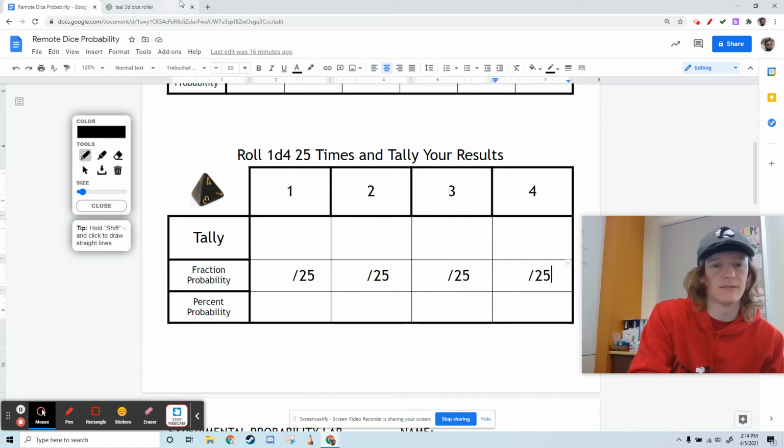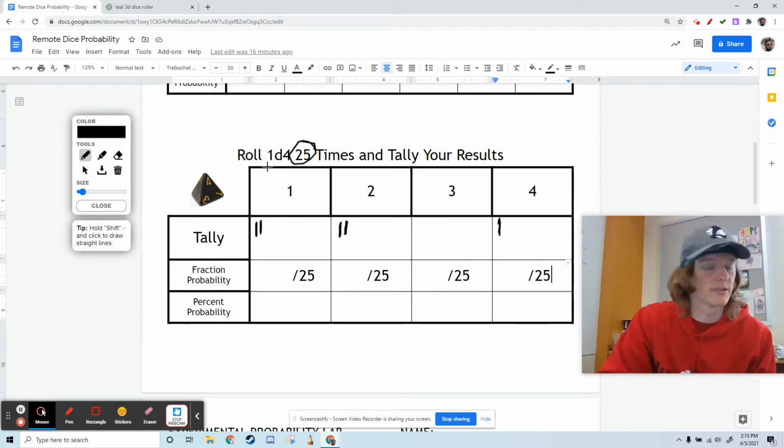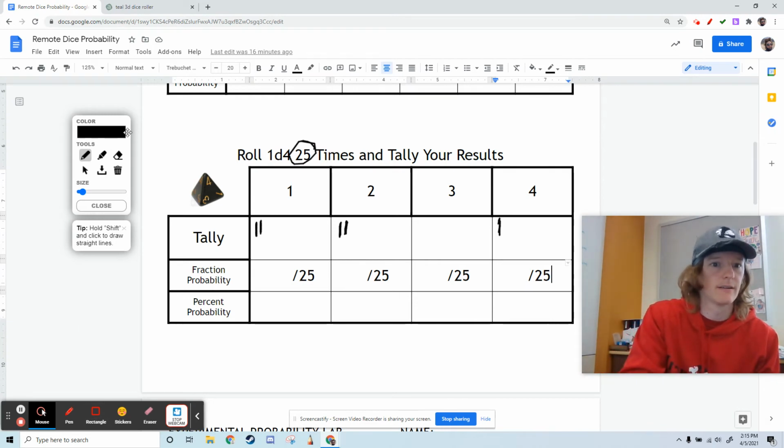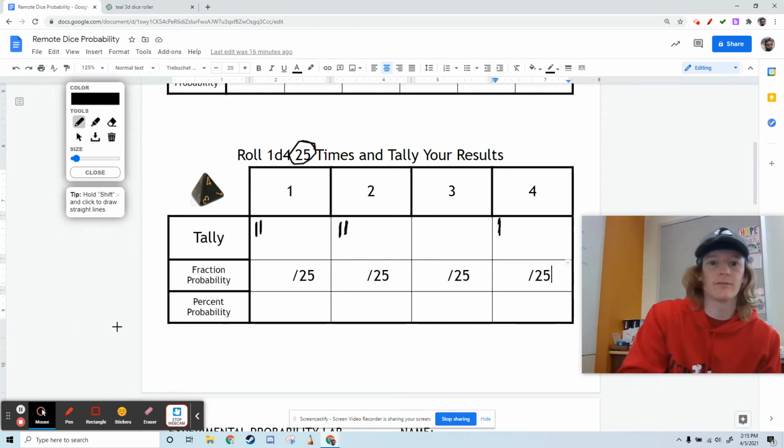Trying to remember what I said. 4, 2, 1, 2, 1, I think. Do this 25 times. Okay. Tally your marks. Get your total out of 25.